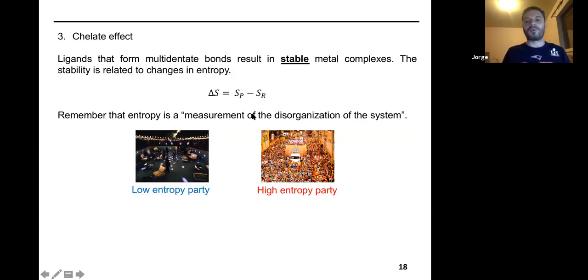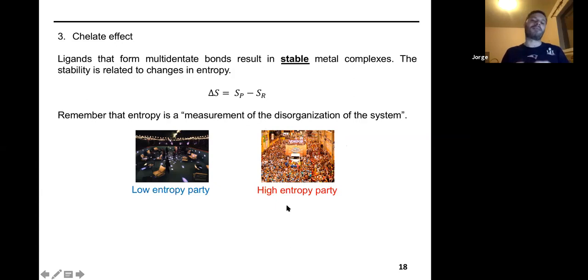Okay, so chemical systems, you can do the same analogy. If you have few atoms moving around, that's a low entropy state. And if you have a high number of atoms moving around, that's a high entropy state. And remember, everybody wants to be in a high entropy party.